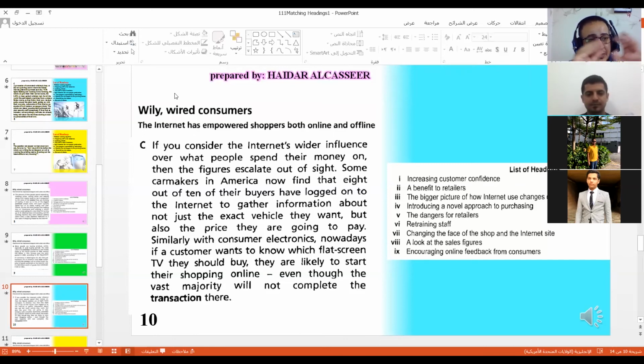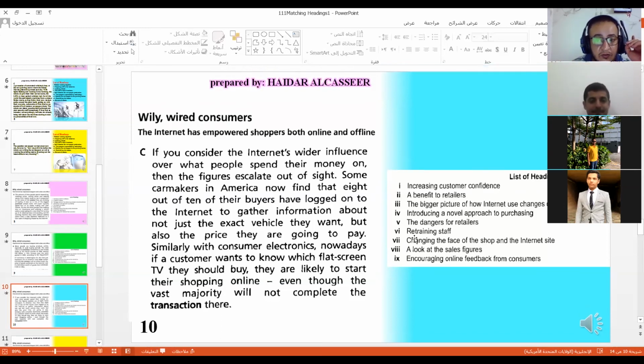There is influence. Just a second. Read it very well. VII says changing the face of the shop. This one does not talk about the face of the shop. No. VI, it talks, just a second. Where is the change of VI? Is there a change? Do we have any word that means change? No. III?